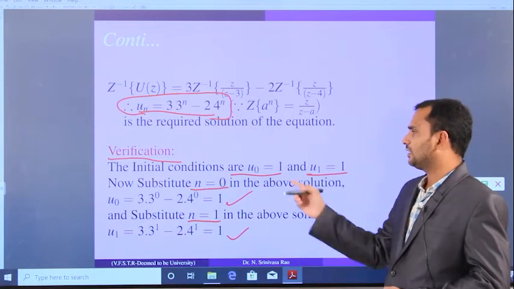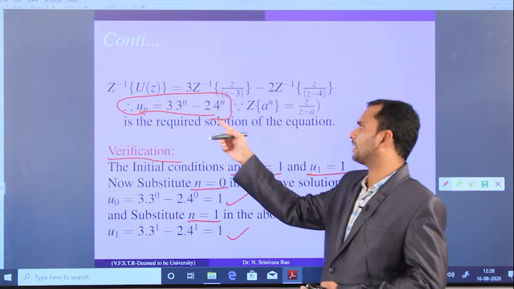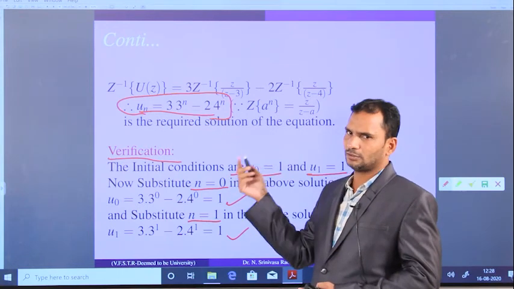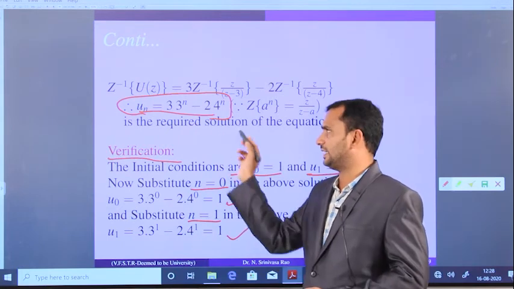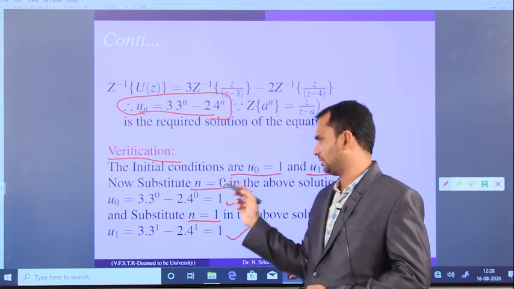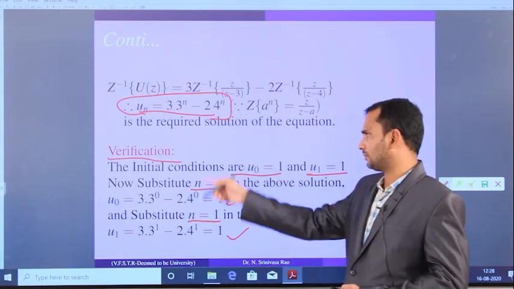Otherwise, if you do not verify this and by mistake you got a wrong answer, you cannot know whether you got it right or wrong. Therefore, at the end of the solution you just verify it. There is no need to prove this formally, but for your clarification you should verify it.